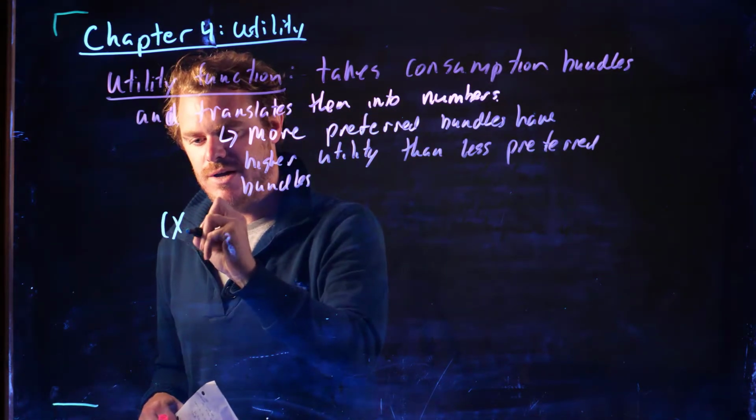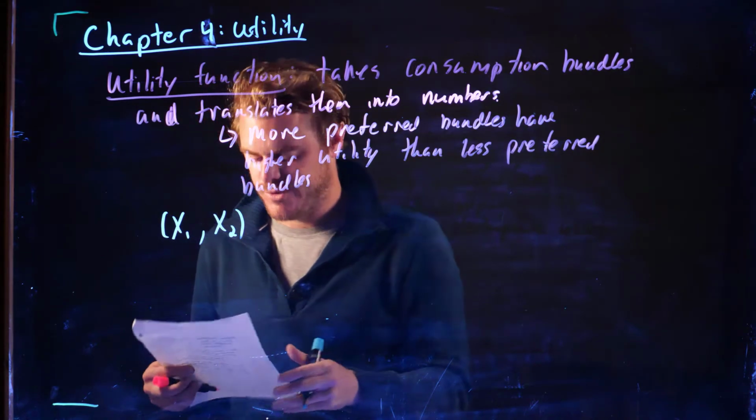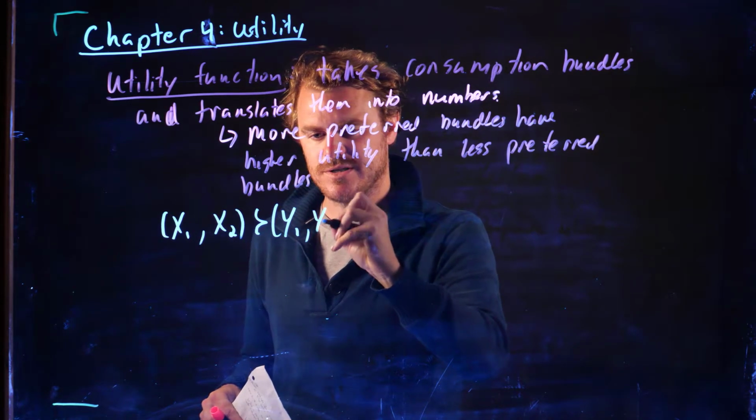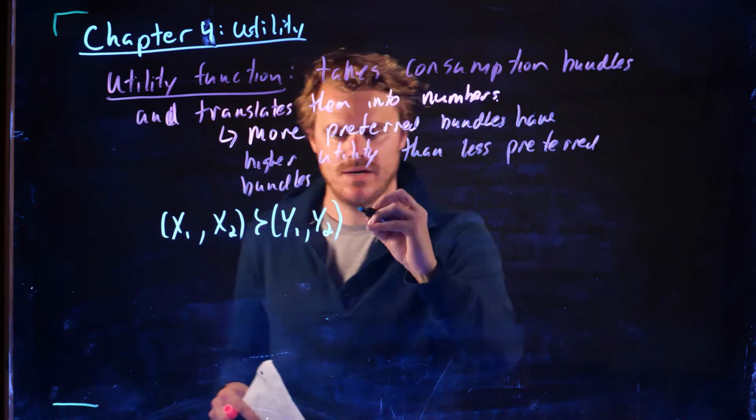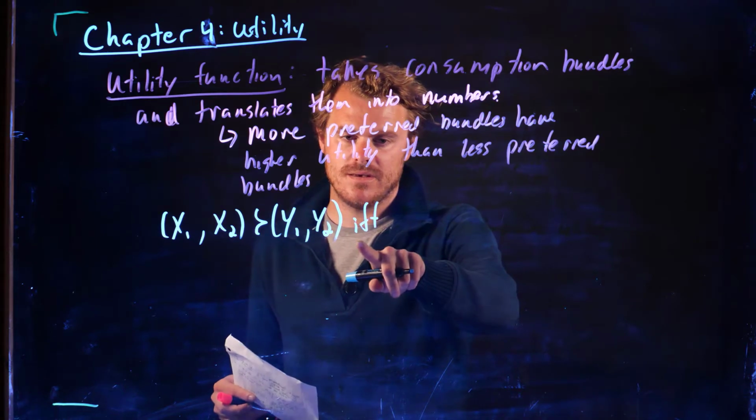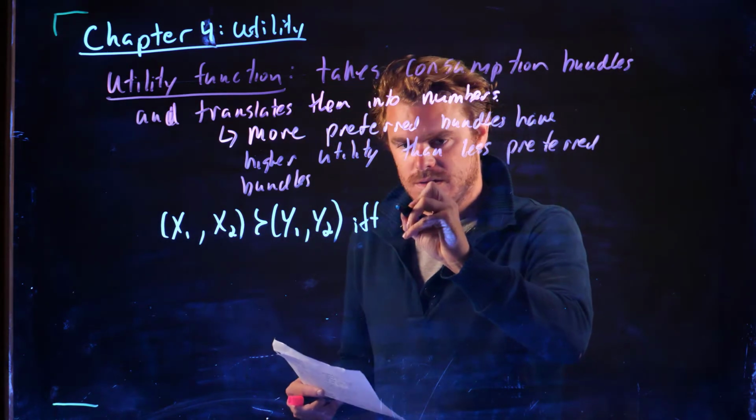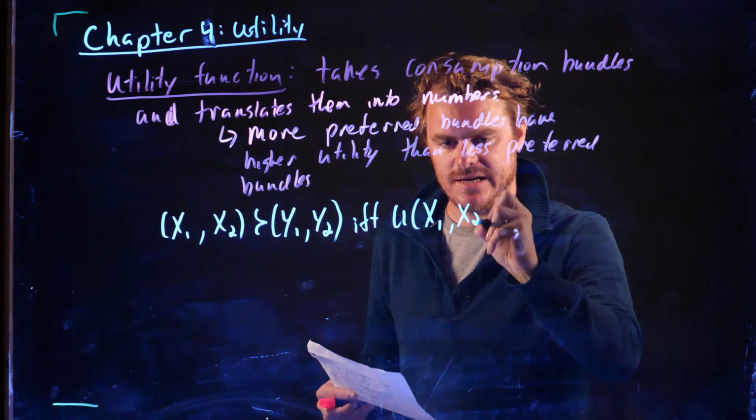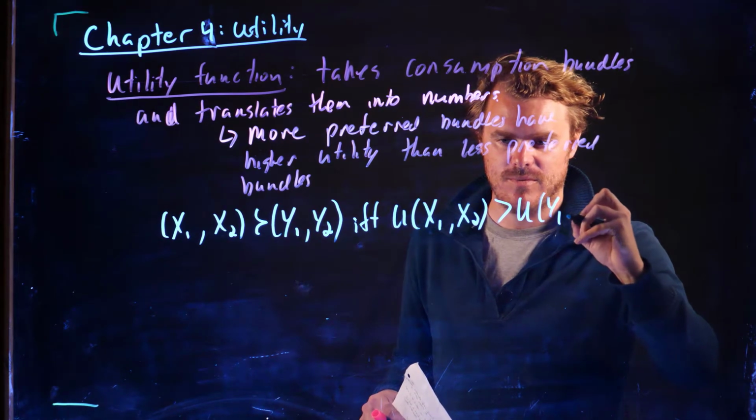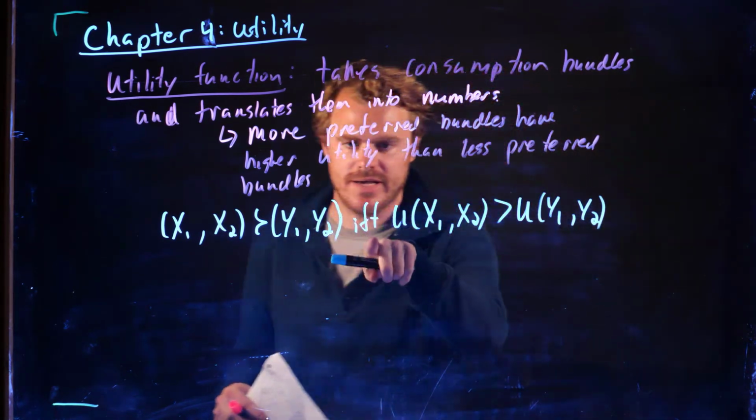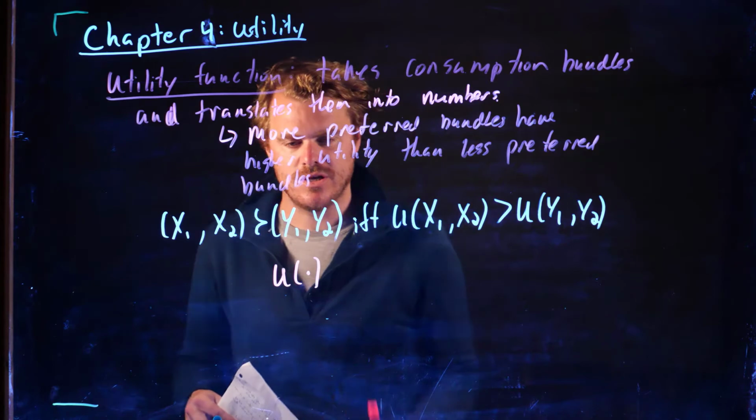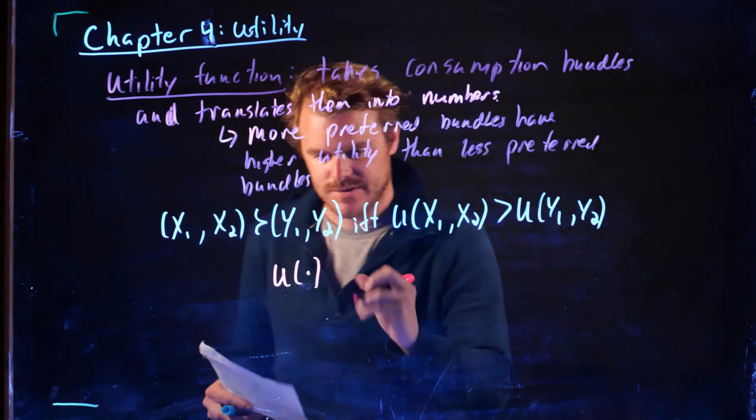So if we have these two bundles, bundle X and bundle Y, which we've been referring to a lot, bundle X is strictly preferred to bundle Y if and only if the utility from x1 and x2 is greater than the utility from y1 and y2. And u is the actual utility function.